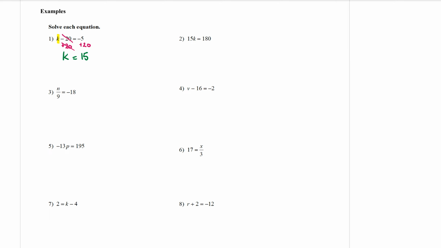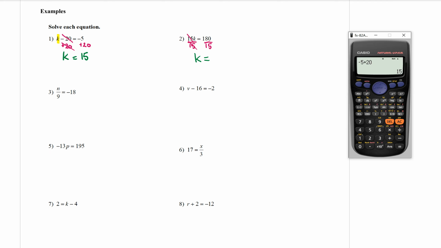Question 2. I have 15k equals 180. So 15 right next to the k means that they are multiplied together. The opposite of multiplying is to divide by 15, which we can also write as a fraction. Fractions mean divide. 15 divided by 15 cancel each other out. So now the k is by itself, and we just need to work out what 180 divided by 15 is to get the answer of 12.